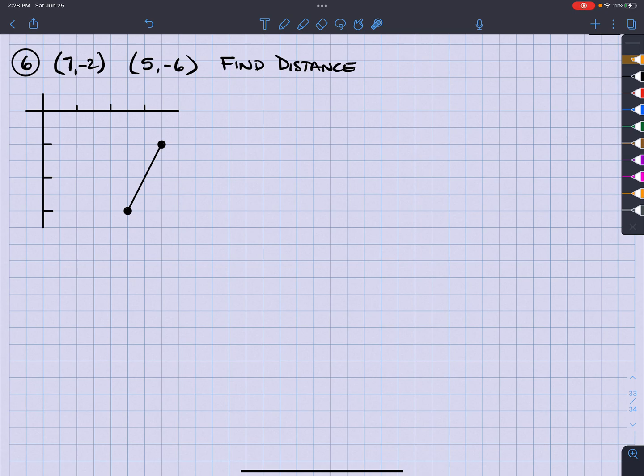is that I plotted the 2 points. 7, negative 2 is 1, 2, 3, 4, 5, 6, 7, negative 2. And 1, 2, 3, 4, 5, 1, 2, 3, 4, 5, 6, 5, negative 6. So what I've got to find is the distance of this line right here. All right, so let's call that D.